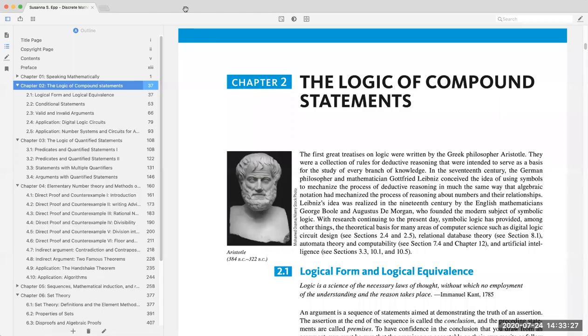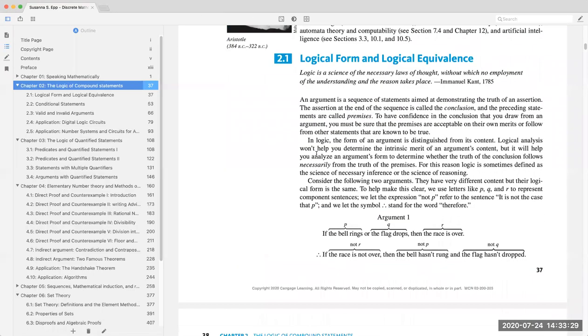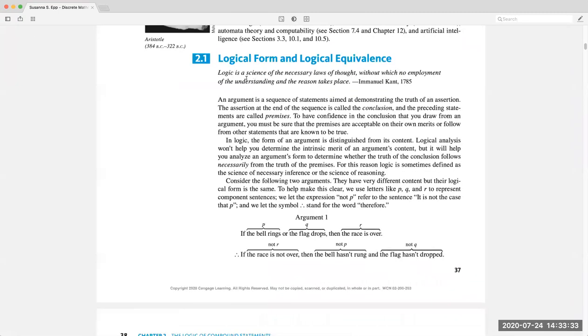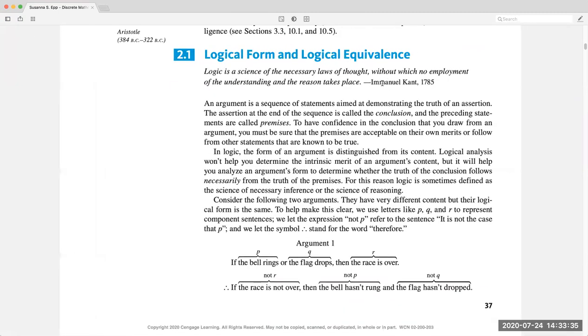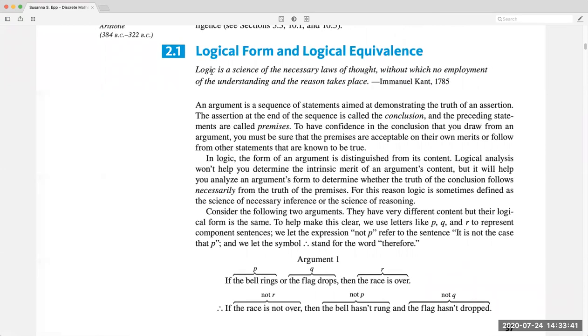The logic of the compound statement. So the logic form and logically equivalent. Maybe you can have a look at here. This guy is not a mathematician, but this guy is a philosopher. And logic is a science that is developed by, you can say, a mathematician or by a philosopher.